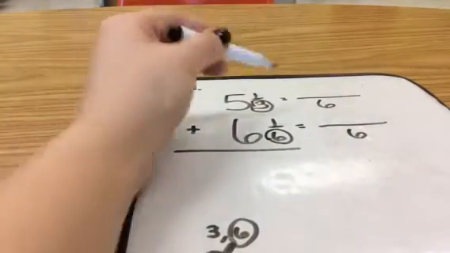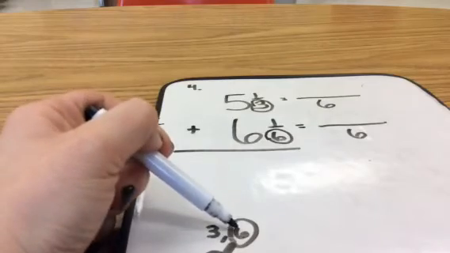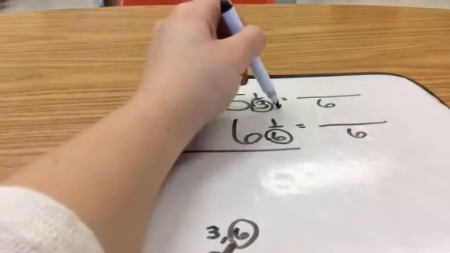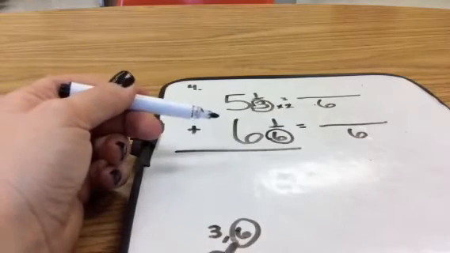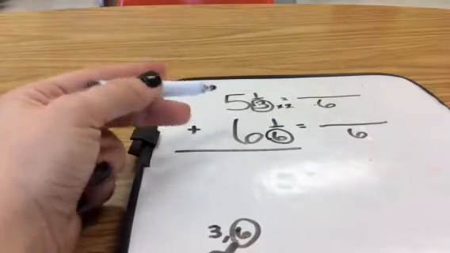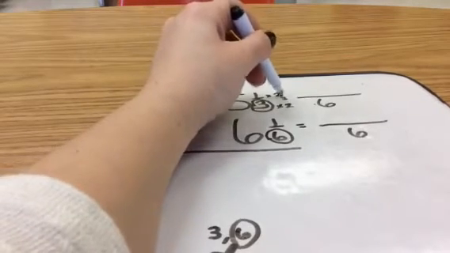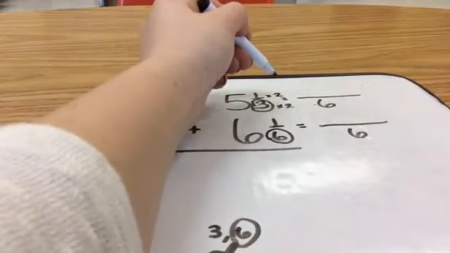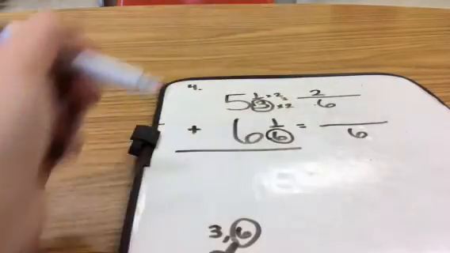So in order to get my 3 to go to 6, I multiplied the 3 by 2. 3 times 2 gave me 6. Whatever I do to the bottom denominator, I must do to the top numerator. So now I must multiply my 1 by 2. That way my fraction still stays equivalent. So 1 times 2 is just 2.